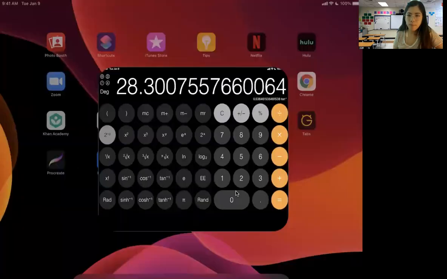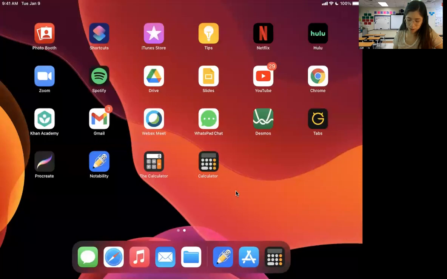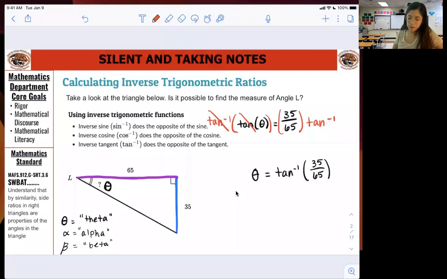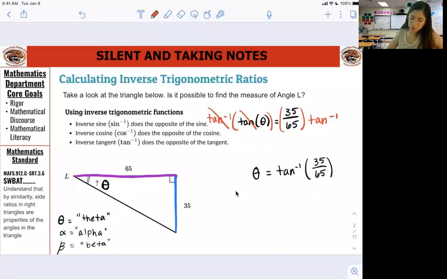Okay. So where to go? Over here. So we did the inverse tangent of 35 over 65. So I know that theta is equal to 28.3 degrees.